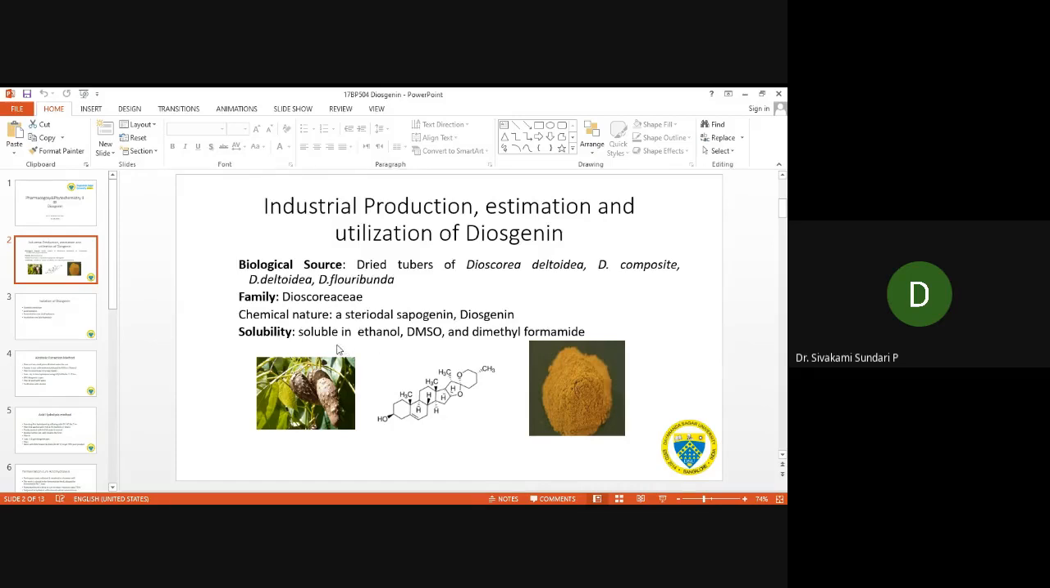Diosgenin is easily soluble in ethanol, DMSO, and dimethyl formamide. We can see the plant here. The structure of Diosgenin is here. This is the steroidal ring which is present in it. And when we powder this, we get a somewhat brownish yellow color.